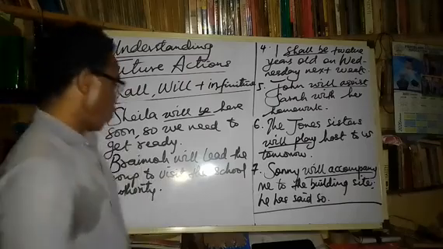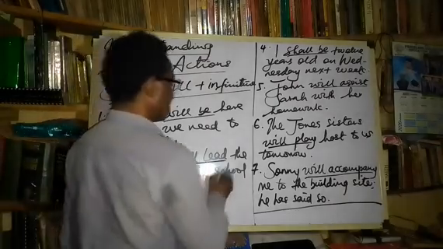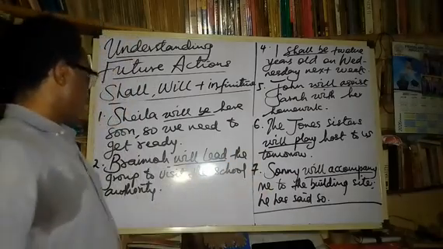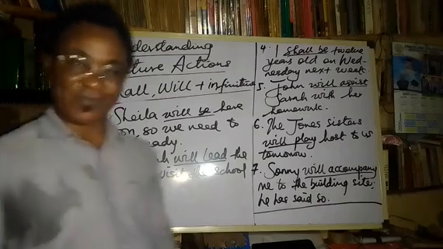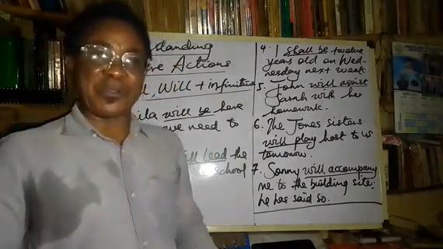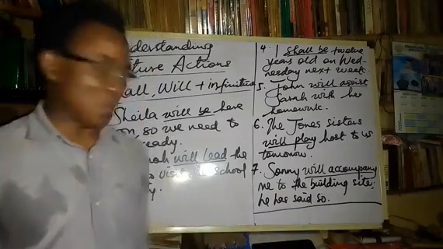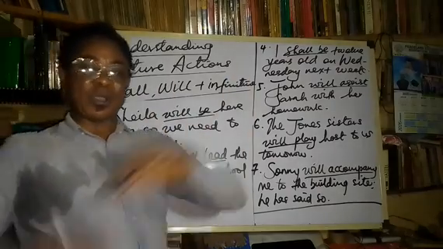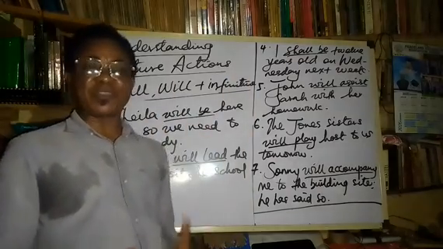Bremo will lead the group. Bremo will lead the group to visit the school authority. That is because Bremo is willing to do so. So it expresses the willingness or the intention or a promise, a commitment on the part of Bremo to do so.